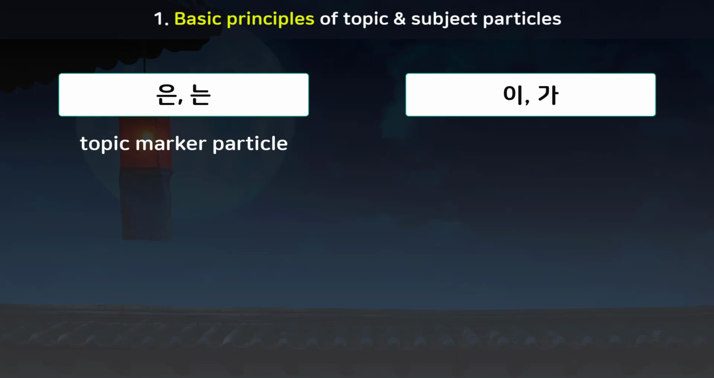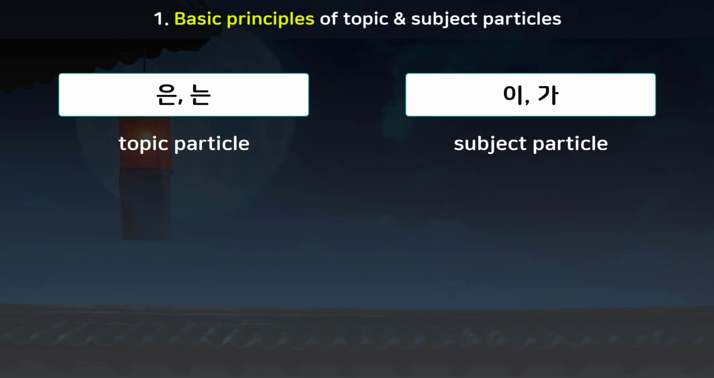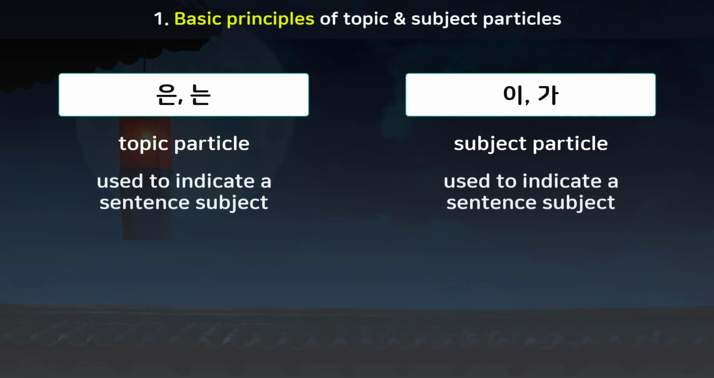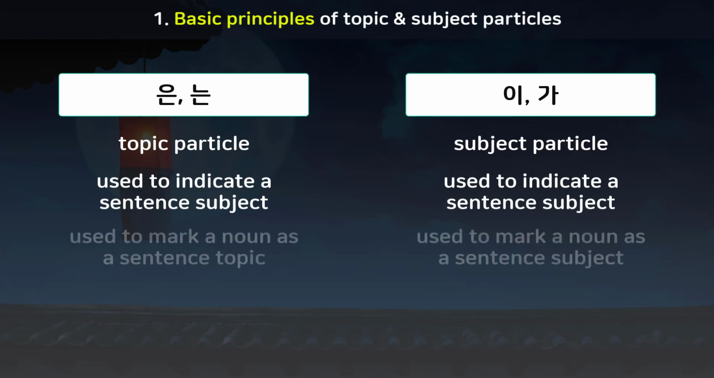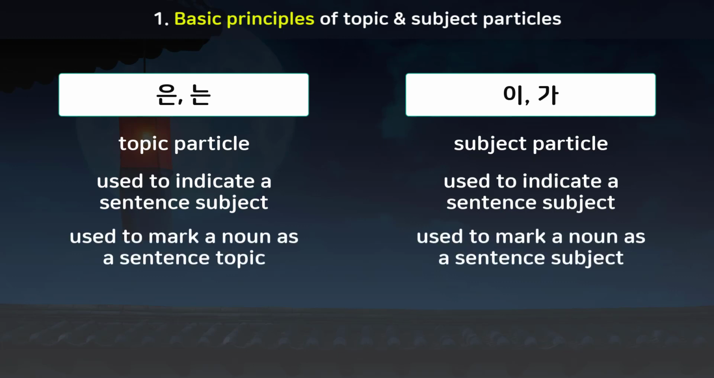First, 은/는 are called topic marker particles, and 이/가 are called subject marker particles. And for the rest of this video, I'll refer to them as topic and subject particles. In terms of the basic principles, both particles are used to indicate a noun as a sentence subject. However, as the names of these particles would suggest, depending on how they are used, topic particles are used to mark a noun as a sentence topic, and subject particles are used to mark a noun as a sentence subject. Now, if that doesn't make too much sense now, then don't worry, as things will become much more clear as we go through the video.